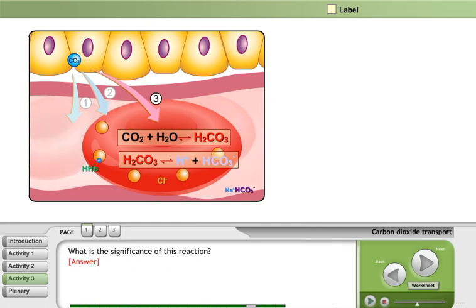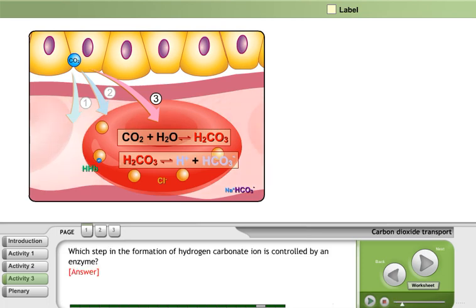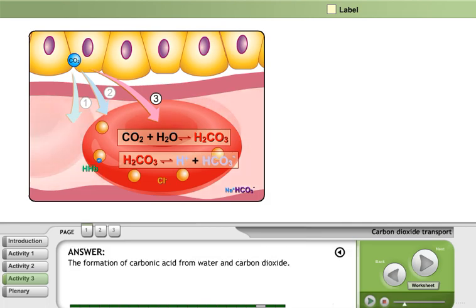What is the significance of this reaction? Answer: lowering in pH would affect enzyme activity and proteins within the red blood cells and the plasma. However, hemoglobin acts as a buffer to maintain the blood pH at 7.35. Which step in the formation of hydrogen carbonate ion is controlled by an enzyme? Answer: the formation of carbonic acid from water and carbon dioxide.